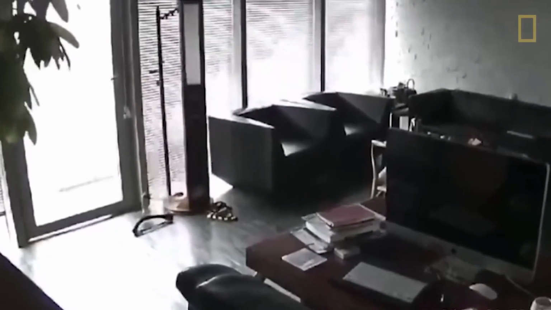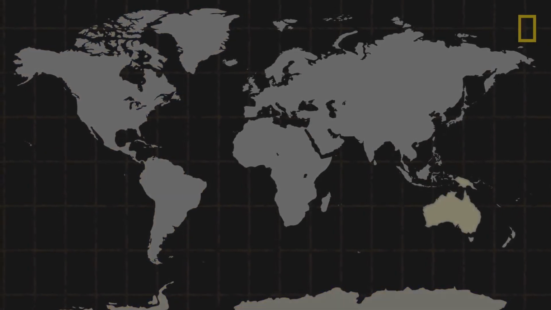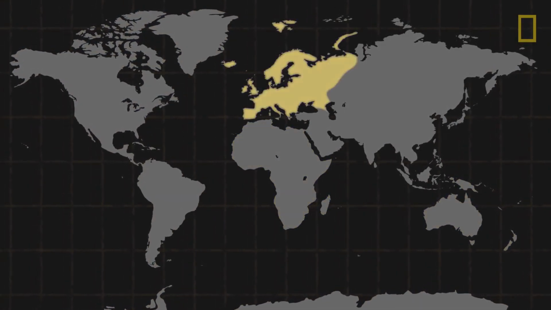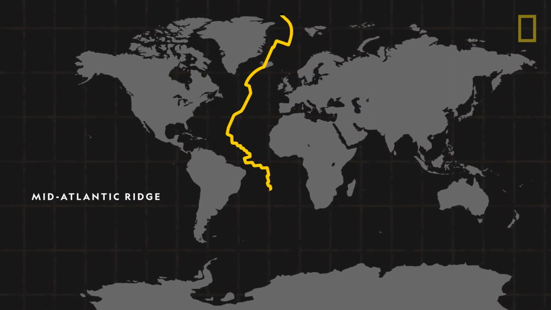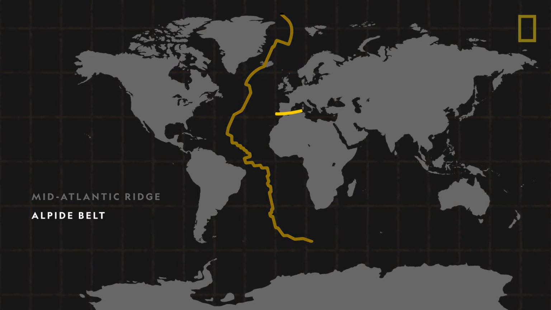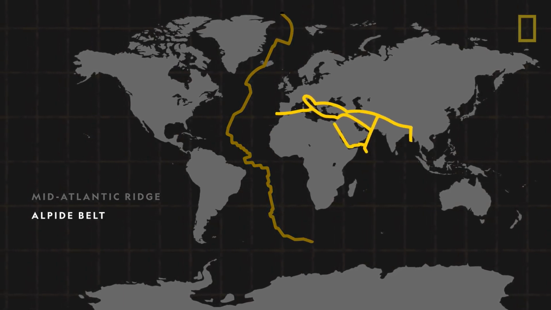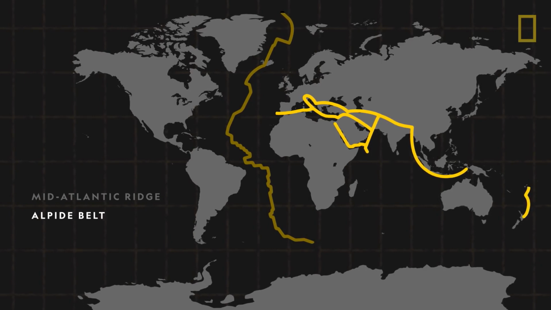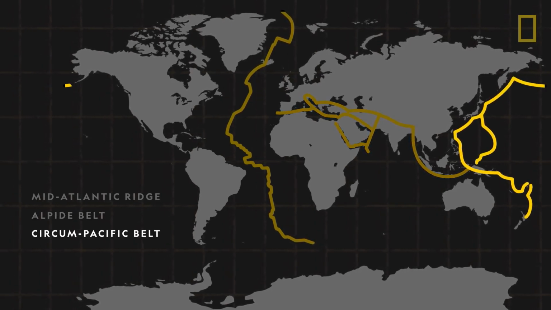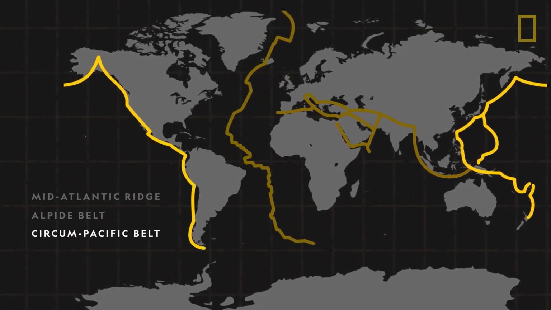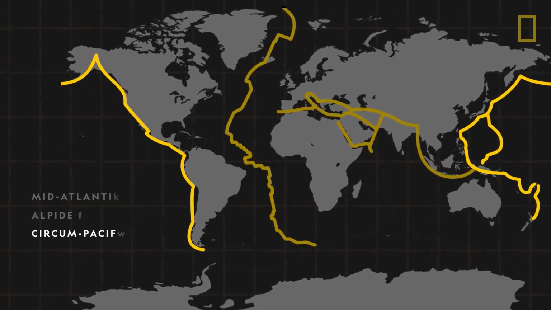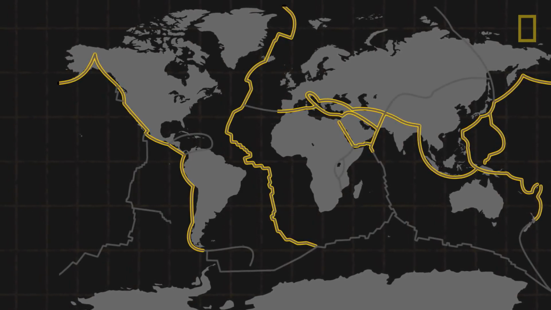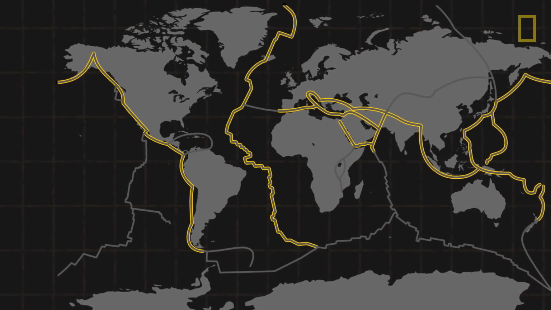Earthquakes occur around the world. They've been recorded on all 7 continents, but most quakes take place in just 3 regions. The Mid-Atlantic Ridge, an underwater line that runs down the Atlantic Ocean, the Alpine Belt, which stretches from the Mediterranean to Southeast Asia, and the Circum-Pacific Belt, which traces along the edges of the Pacific Ocean and is where about 80% of all earthquakes occur. These areas experience the most earthquakes due to what lies beneath the surface.